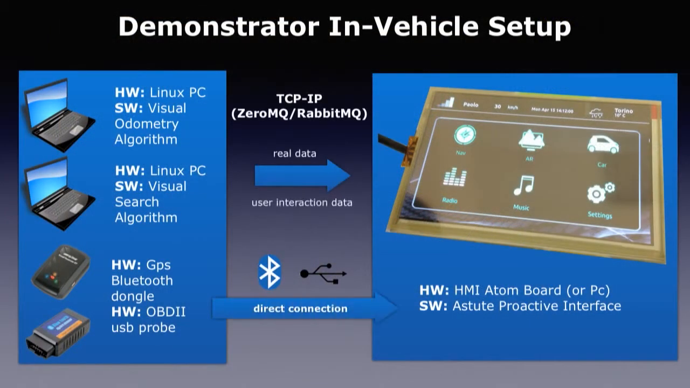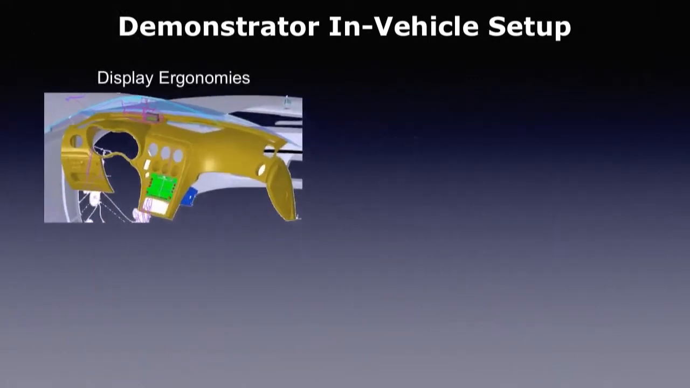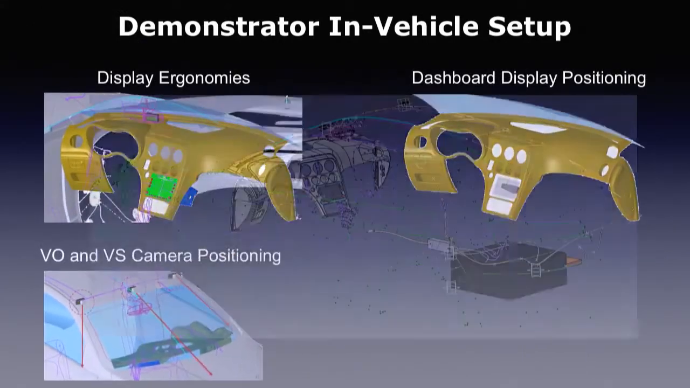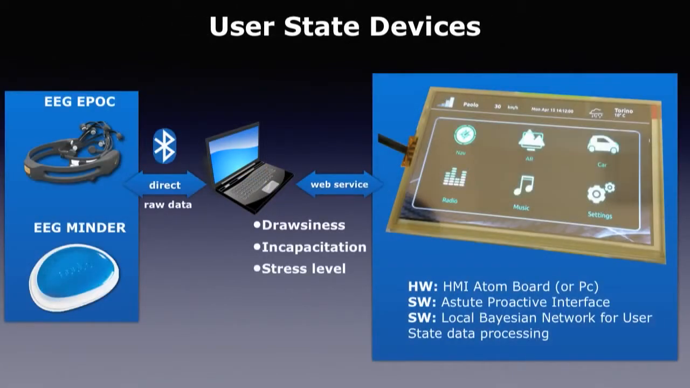In the in-vehicle setup, the sensors are not simulated anymore and are generated by the actual probes, dongles, and visual algorithms. In this setup, we also have cameras for visual odometry and visual search algorithms, as well as an internet connection to the remote augmented reality and point of interest database. Several ergonomics studies on the actual in-vehicle integration have been conducted. The user state devices can be connected either directly to the Atom board or to a dedicated PC device if necessary.